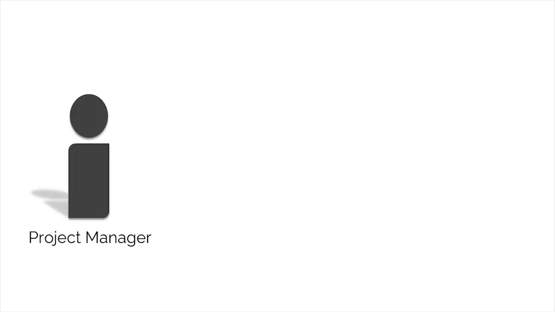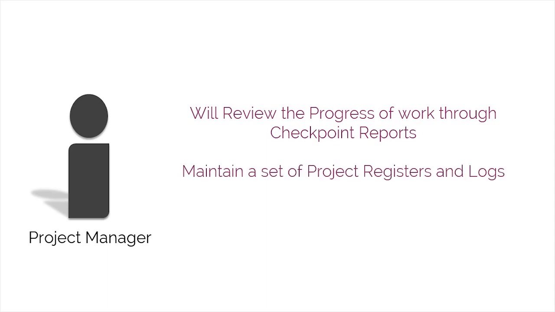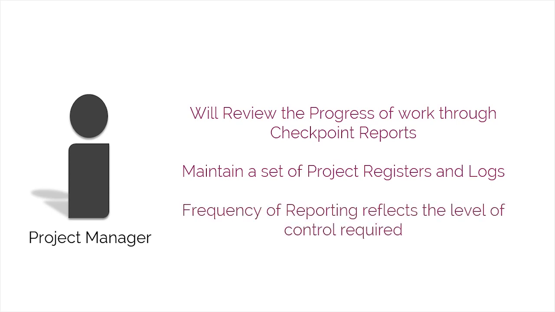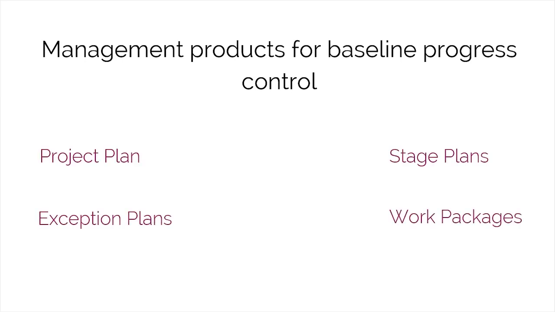The project manager will regularly review the progress of work through checkpoint reports and maintain a set of project registers and logs to update the stage plan with actual progress achieved, and the frequency of reporting should reflect the level of control required. The management products that assist the project manager in establishing baselines for progress control are the project plan, stage plan, exception plan, and work package.